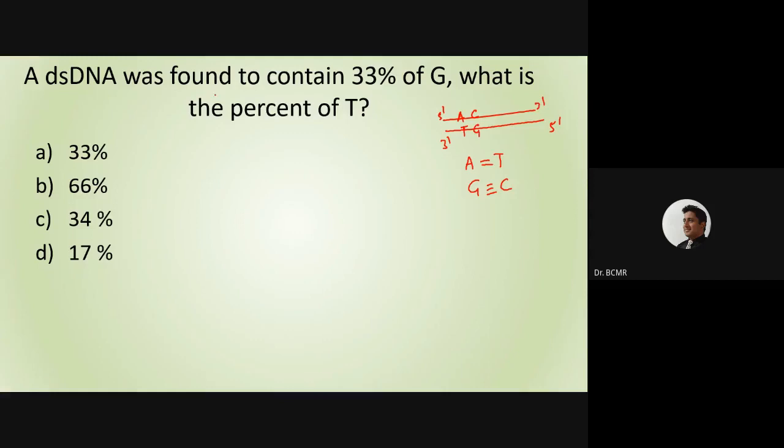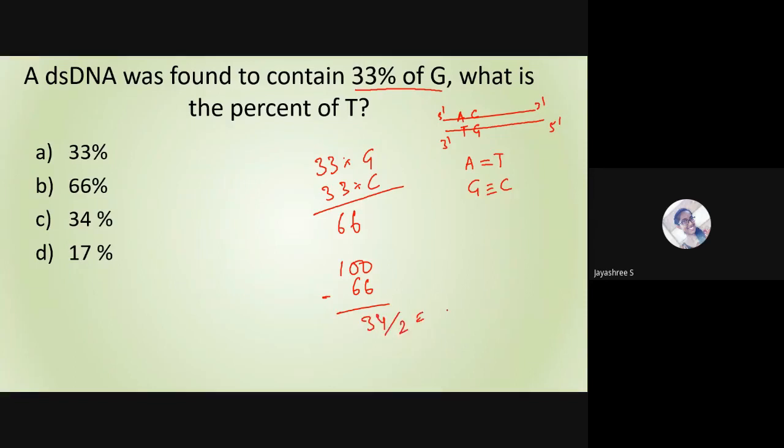So can anybody tell me, in a double-stranded DNA, a DNA was found to contain 33% of G. What is the percent of T? 17%. How did you get to that? G is 33. So obviously the paired C is also 33. Altogether you'll get 66. And then 100 minus 66 is 34. So 34 divided by 2 is A and T.